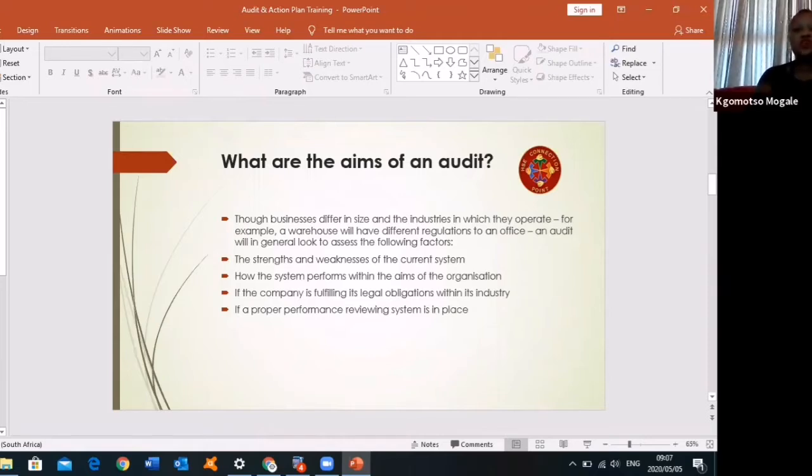So basically, an audit is a tool that we can use to measure whether the health and safety management system of the company is working for the company, or whether there are also some gaps that we need to rectify.